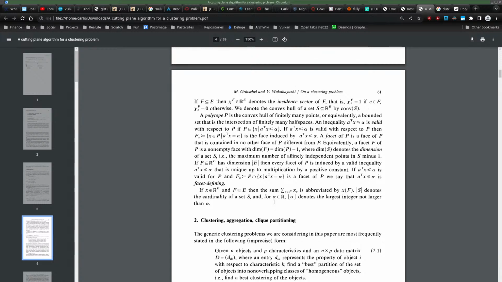And for alpha element of R, so alpha is a real number, the vertical bars with little horizontal lines, which is usually called floor, denotes the largest integer not larger than alpha. Yep, so that's just simply the floor of alpha.